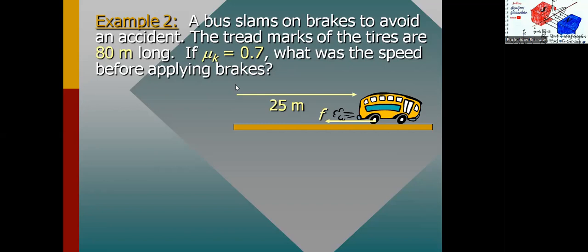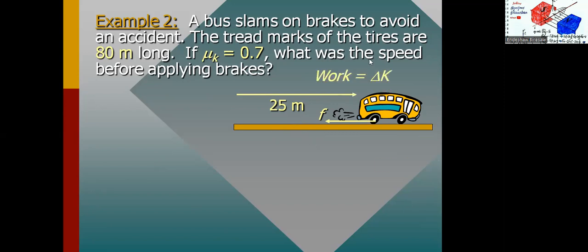This problem is also computed using the work-energy theorem. The work done is equal to the change in kinetic energy. As we have seen, there is a force, and the object displaces 25 meters along this direction. This is the frictional force. Therefore, what was the speed of the object before stopping?